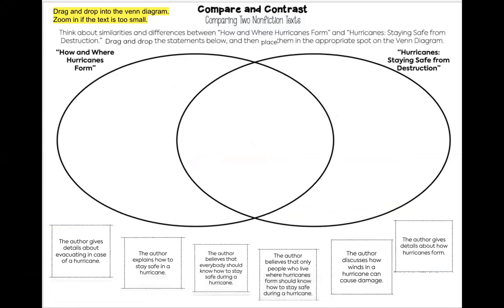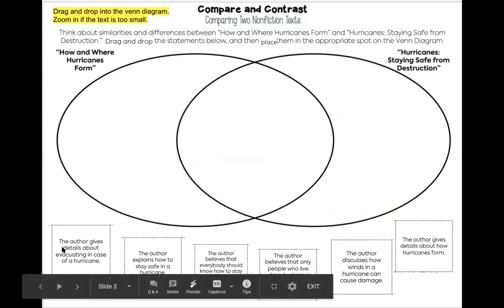The Venn diagram is great for a big picture. This is a lot of larger type details. Like if you read the box in the bottom left, the author gives details about evacuating in case of a hurricane. So again, it's not giving you the specifics of how to evacuate. It's just giving you bigger ideas.